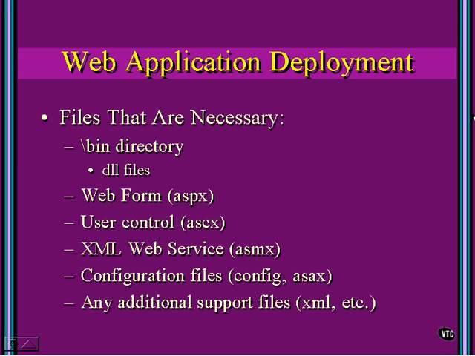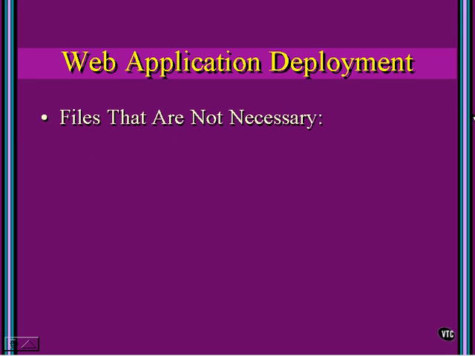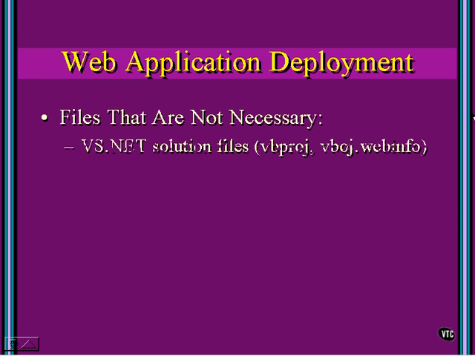Now, if there are any additional support files, if you have any XML resource files or anything else, graphics that you're using and so forth, grab those. Now let's talk about files that are not necessary. Because what's going to happen is you're going to build a solution, and out there in that solution tree in Visual Studio, there's going to be a lot of stuff. Now, it's not that these aren't necessary, it's just that they're not necessary anymore. For example, your VB project file, your web info files, and so forth.